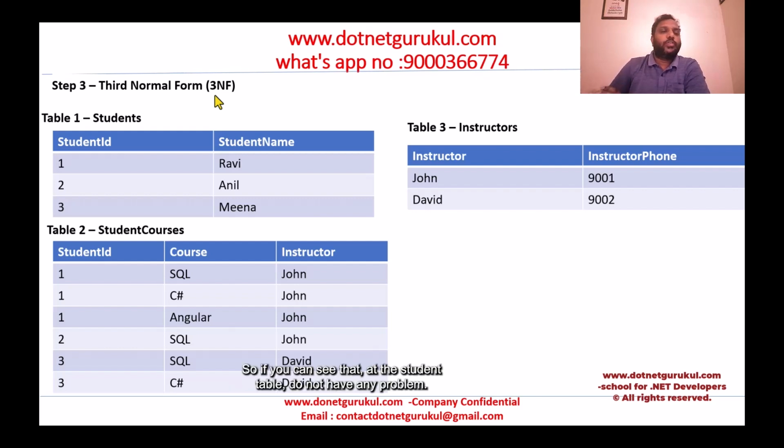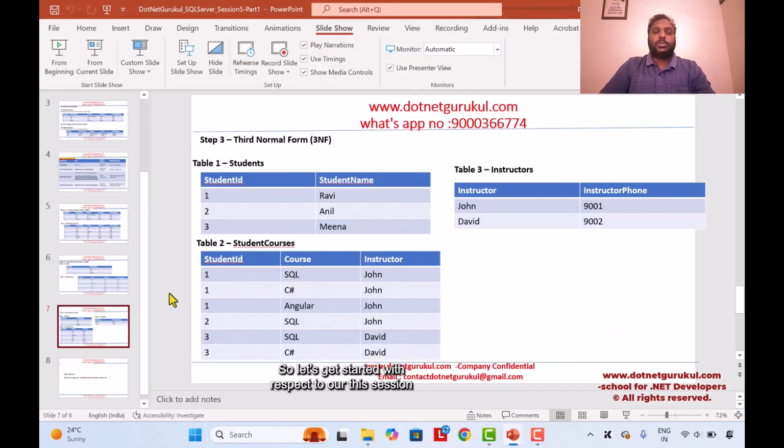If you can see, the student table does not have any problem, the instructor table does not have any problem. So I need to identify the issues with respect to the student courses here, which has the functional dependency. We'll try to understand this functional dependency in the BCNF and fourth normal form with respect to the multi-value dependency. So let's get started with our session.